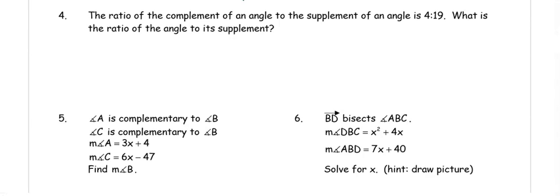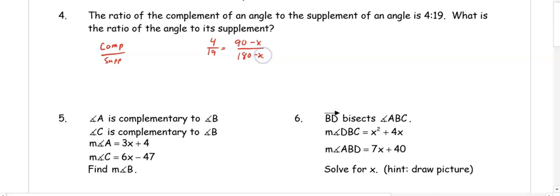Number 4, the ratio of the complement of an angle to the supplement of an angle is 4:19. What is the ratio of the angle to the supplement? So when we are doing ratio here, we are looking at fractions. So we are comparing the complement to the supplement. So we have 4/19 equals, we represent the complement by 90 minus x. We represent the supplement by 180 minus x. So we are going to cross multiply: 19 times 90 minus x equals 4 times 180 minus x.